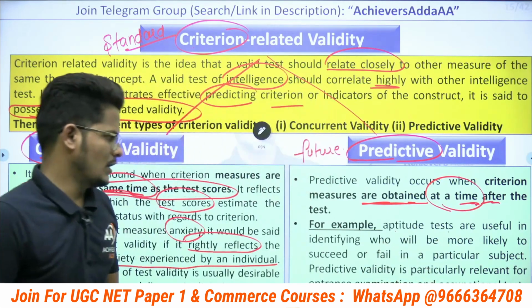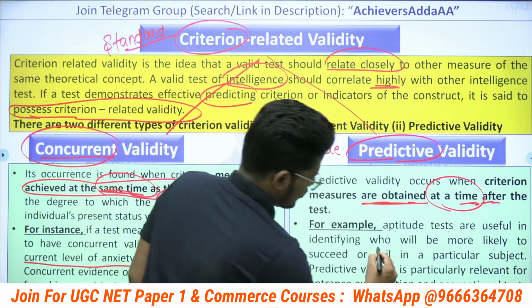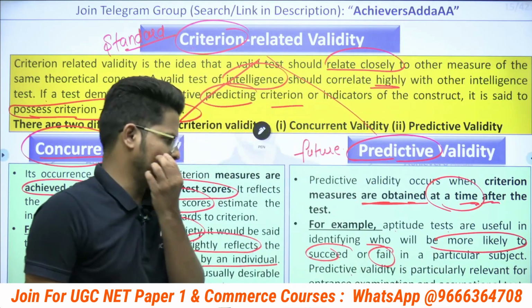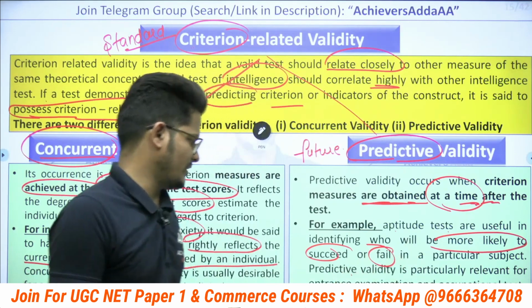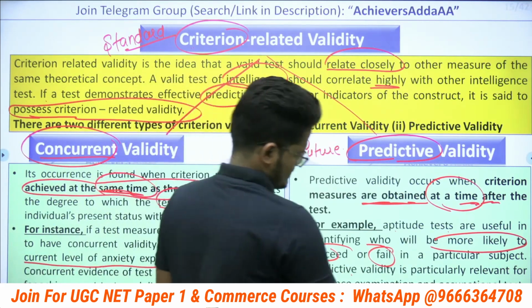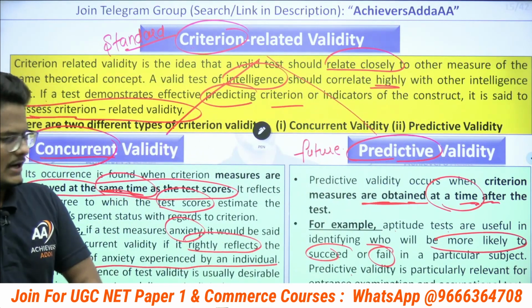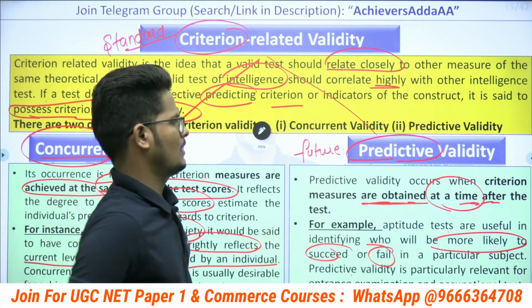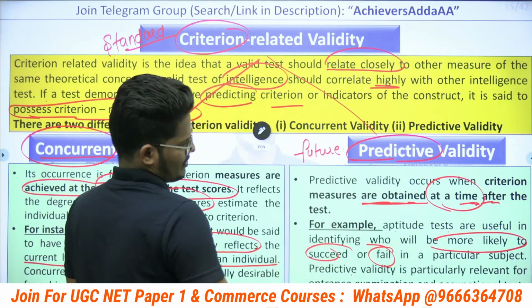Aptitude tests are useful to identify who will be more likely to succeed or fail in a particular subject. An aptitude test could be quantitative or qualitative. Predictive validity is particularly relevant to entrance examinations and occupational tests. Majorly entrance examinations like UGC NET, the Ph.D entrance or any other NET entrance. In these cases, we will be using predictive validity, when criterion measures are obtained at a time after the test.